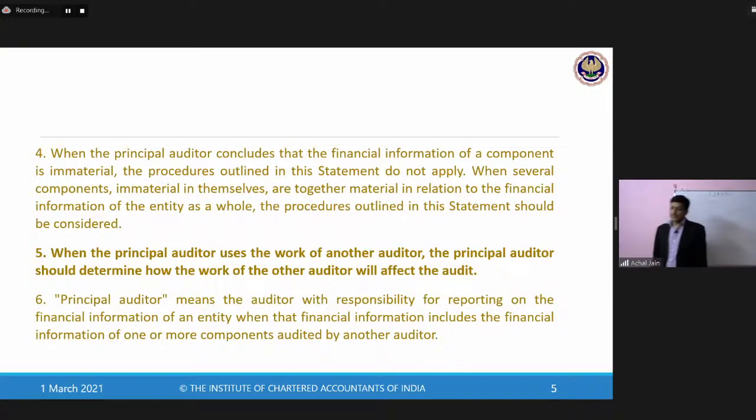Who is the principal auditor? Principal auditor means the auditor with the responsibility for reporting on the financial information of an entity, when the financial information includes financial information of one or more components audited by another auditor. So that means we can say it's about a group wherein the financial statements of the group are audited by one auditor, and in respect of various companies in the group, the auditors happen to be different.